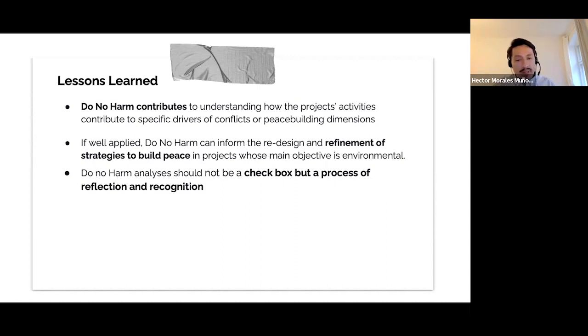And also, the do no harm approach should be integrated in the monitoring and evaluation framework, not just as a checkbox to say that the project is conflict sensitive, but to reflect and recognize together with the stakeholders during the whole process of implementation, to also learn from the failures and adapt to the changing conditions, especially in conflict affected situations.